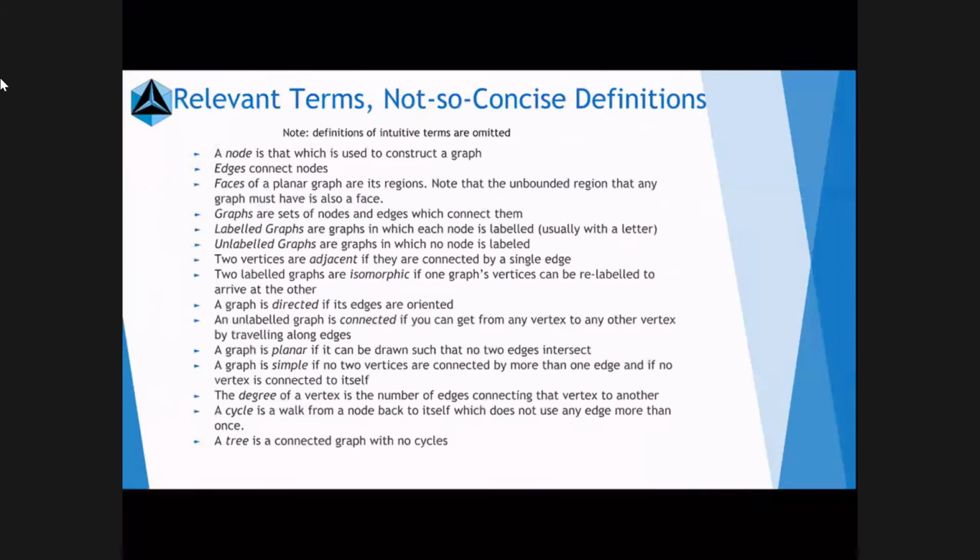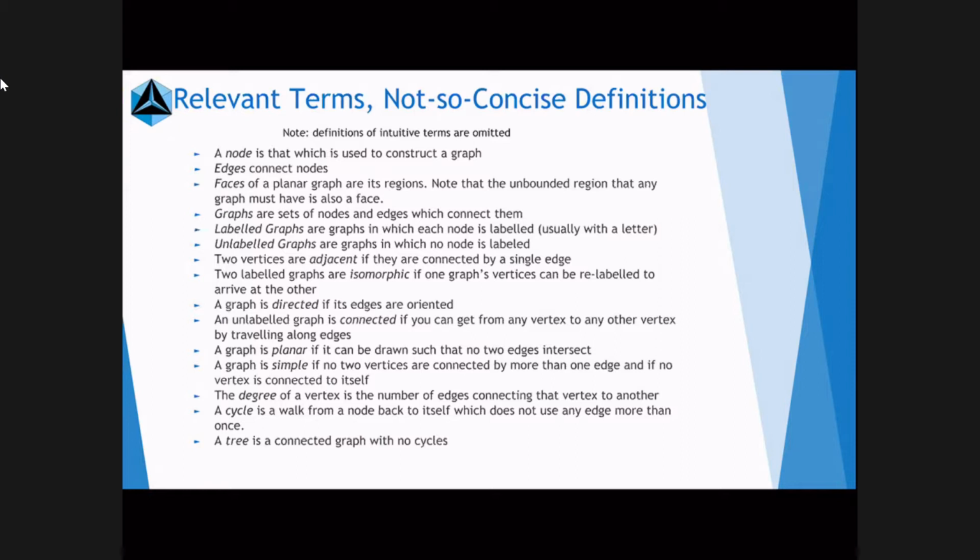So first, we'll just be going over a few relevant terms, and the definitions aren't going to be precise. You would not pass a vocab test with these definitions, but they'll do for what we're teaching here. A node is the fundamental building block of a graph. It has many names. It's called a vertex. There are other ways you can call it, but edges connect nodes, and faces are a planar graph's regions.